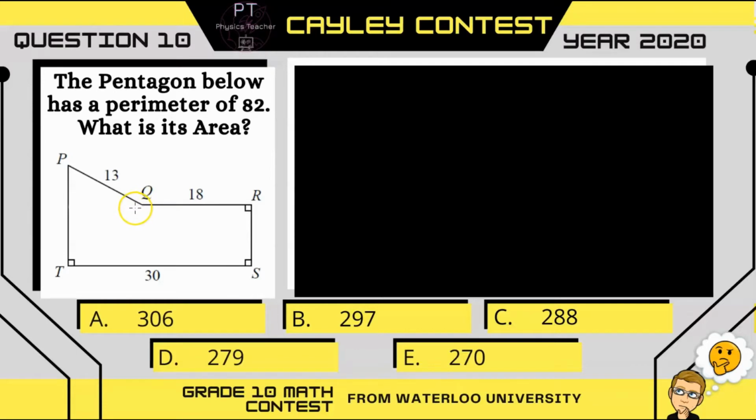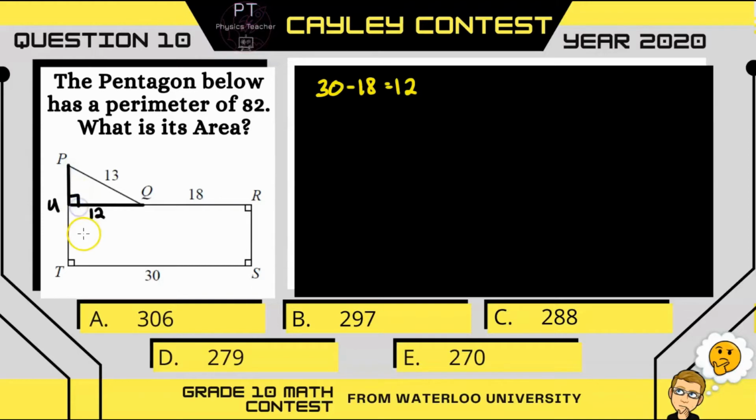The first thing we're going to do is extend our Q all the way over to, let's call this point, U. Now since I know ST is 30, and that's going to be the same as RU, and I know that RQ is 18, we can figure out that QU is simply 30 minus 18, which ends up being 12. So this distance here is 12. Now I can figure out what PU is.